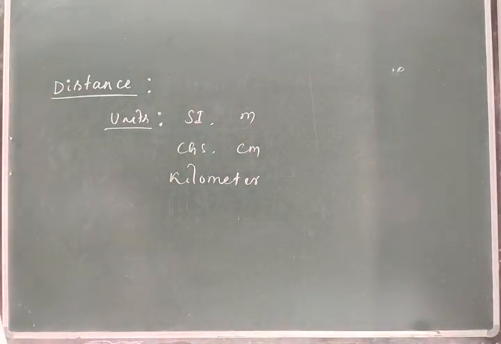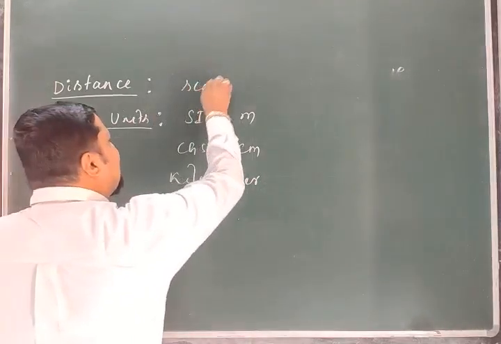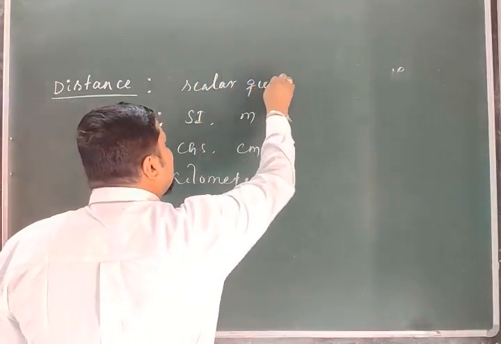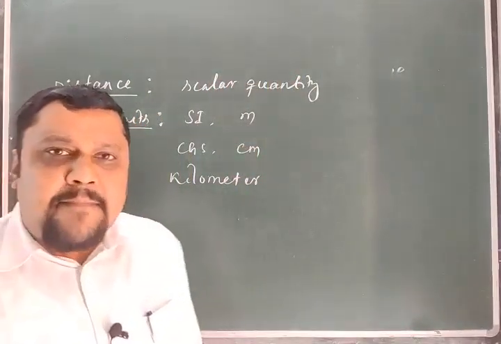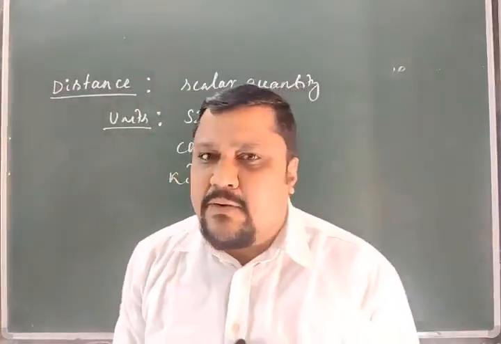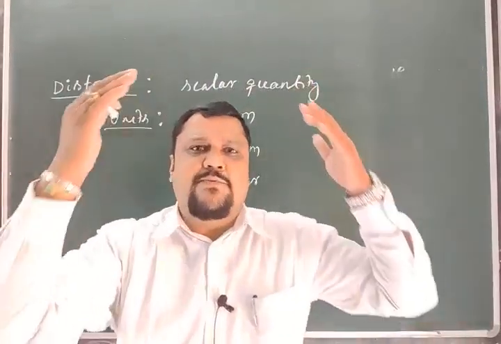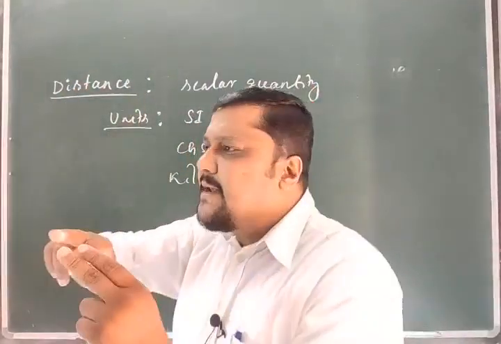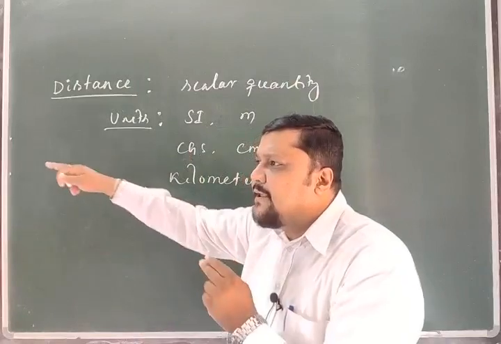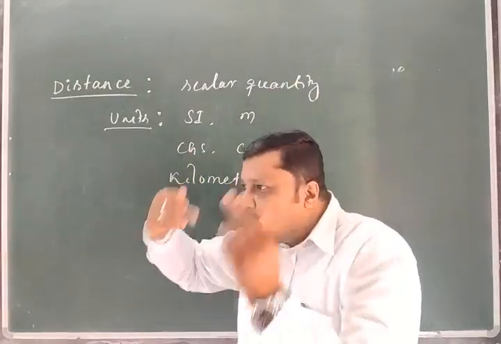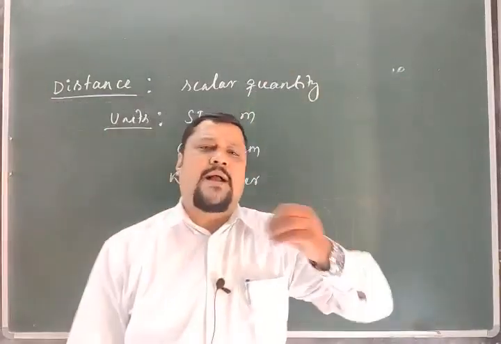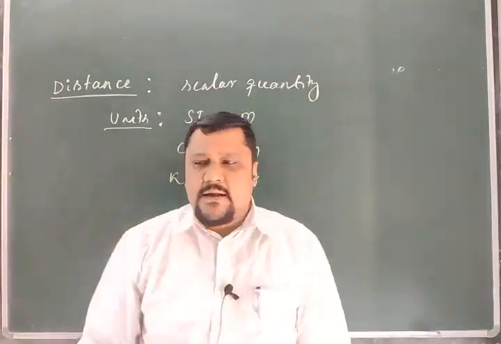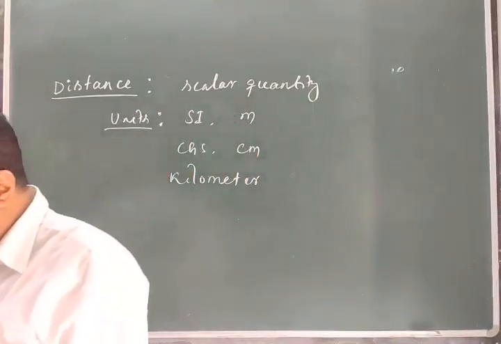Then this distance is a scalar quantity, because it has only magnitude without any direction. We are not bothered about in what direction the body is moving. From the initial point, what is the actual path traveled by the body to reach the final point? That total path is the distance. We are not bothered about in what direction or in what way it is moving from the initial to the final point.